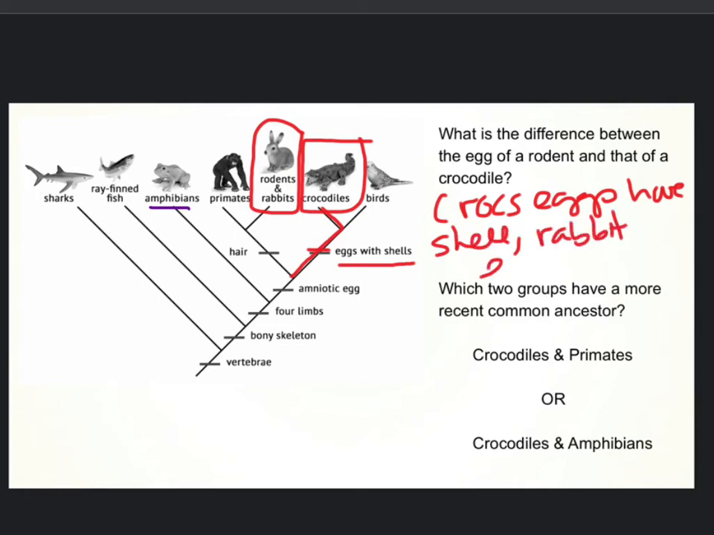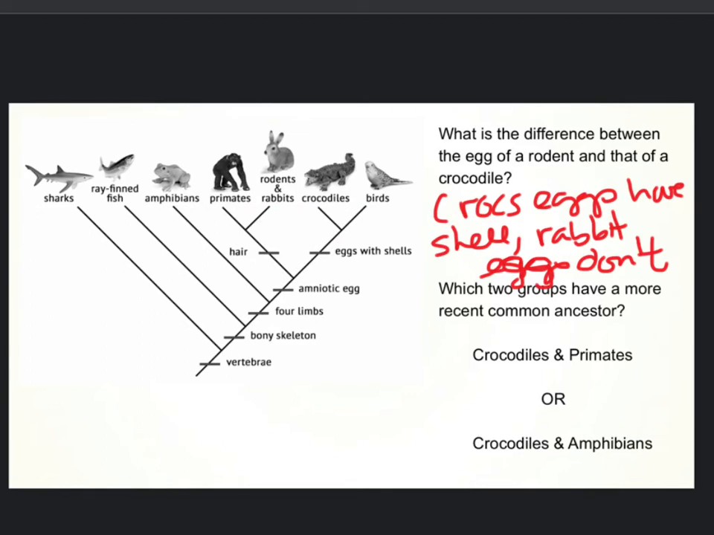Rabbit eggs don't. Except those ones you found Sunday that were all different colors. Or plastic. So yeah, crocodiles have eggs have a shell. Man, that is some terrible handwriting. Rabbit eggs do not.